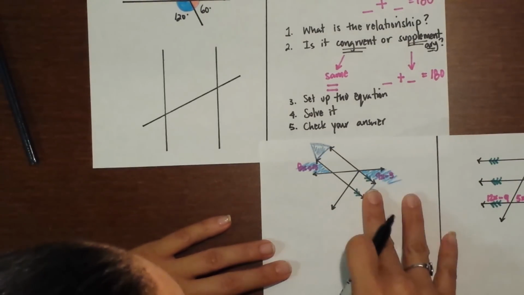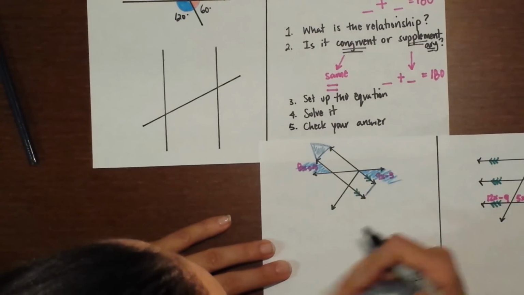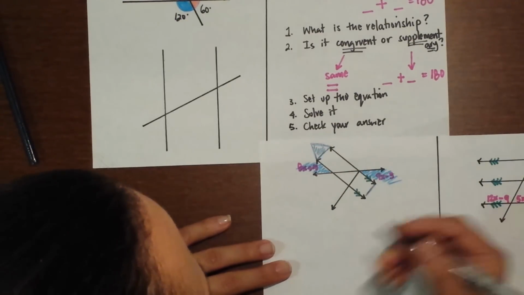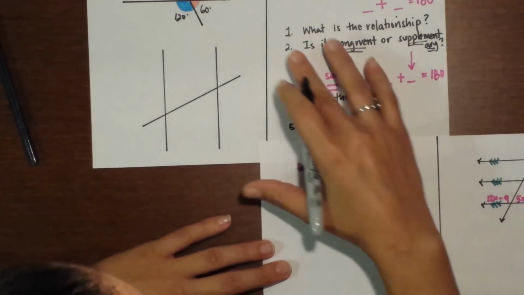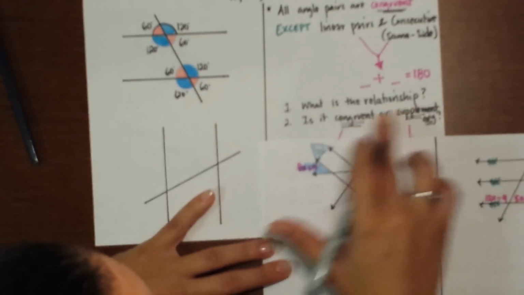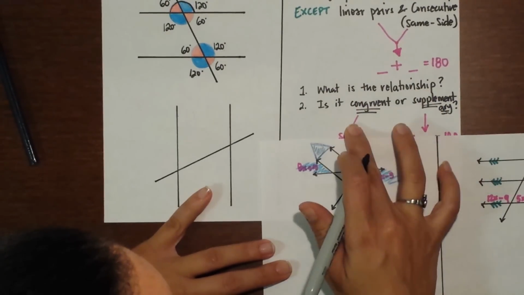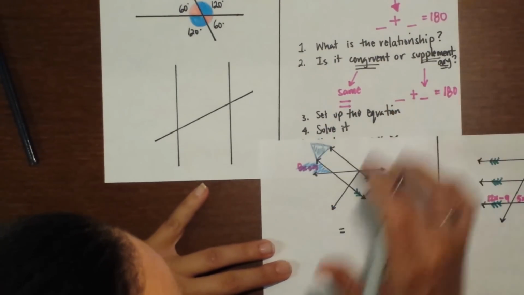What do we know about exterior alternate sides? Remember, everything is congruent except linear pair and consecutive angles. So what can you tell me about these 2? Are they congruent or supplementary? They're congruent. What does congruent mean? Congruent means that they are equal to each other. So once I asked, what's the relationship, I asked, is it congruent or supplementary? I found out in this example, it is congruent. So then I'm going to put them equal to each other. So I'm going to set up the equation.